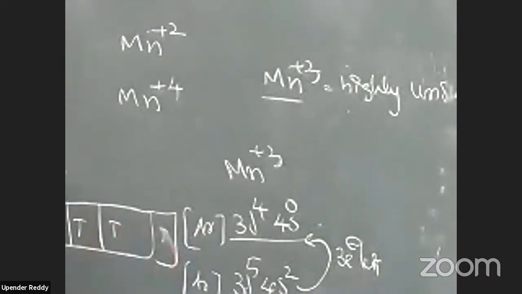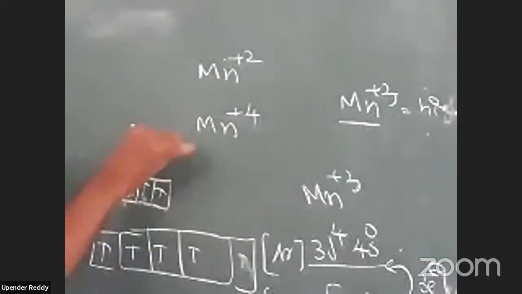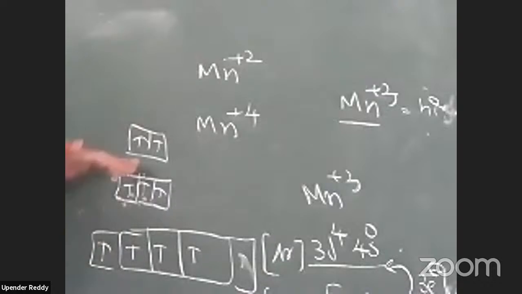4 electrons. It is unstable, all of you know very well. It is either t2g or eg. Either 3d3 is more stable, or 3d5 is more stable.